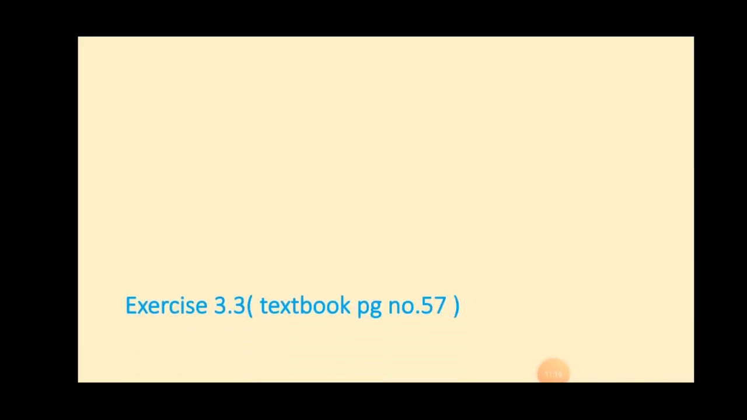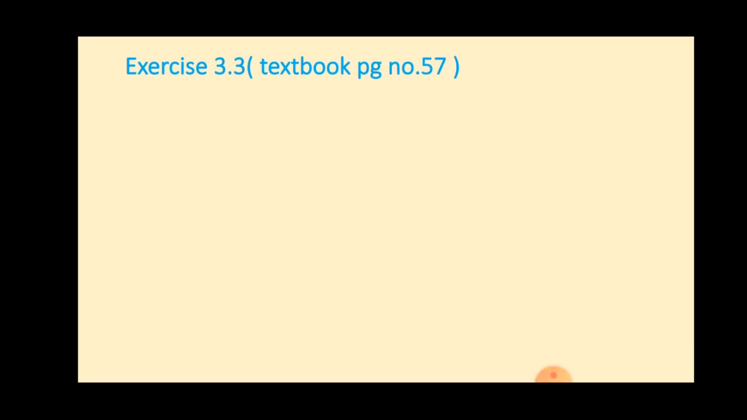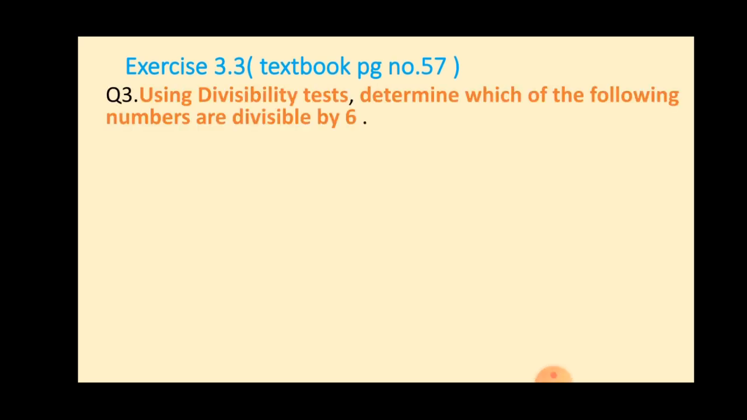Now let's move on to the exercise question given in textbook page number 57. So here comes your question number 3, where you have to check the divisibility tests. Determine which of the following numbers are divisible by 6. So here your first question is 297144. For this number we have to determine whether it is divisible by 6 or not using the divisibility test.